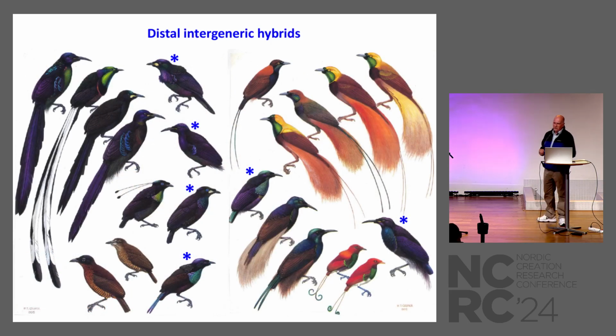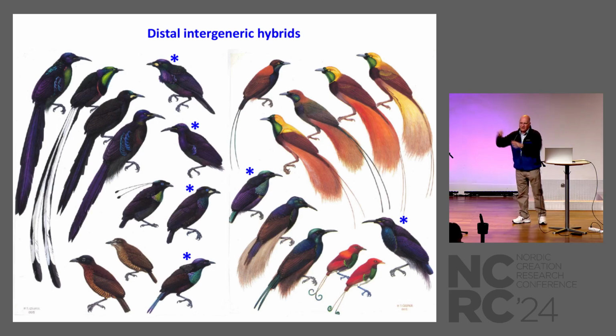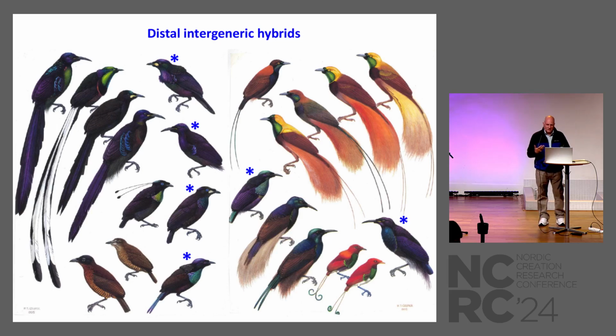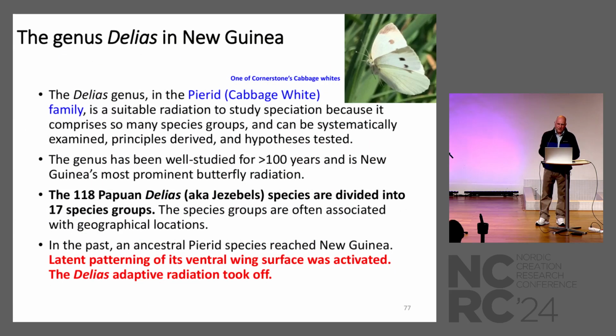There's another picture, the ones highlighted in blue, they're the distal crosses, and you see they're going back to this original species. The information was always present.